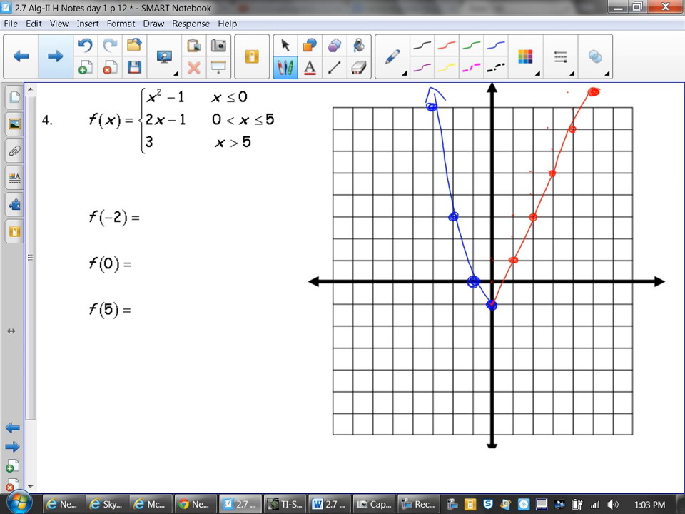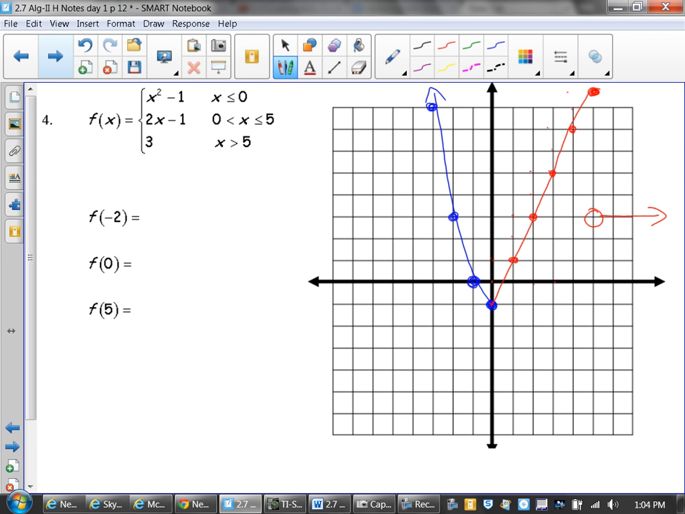And then at 5, you're still there, but the second you pass 5, you're at y equals 3. So it's 1, 2, 3, 4, 5. And you continue that way. So you've got a curve down, line, and drop.